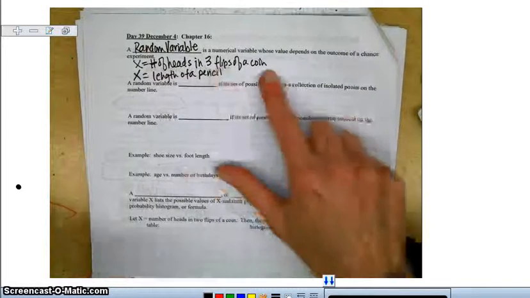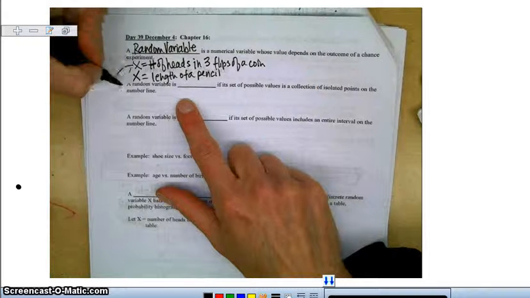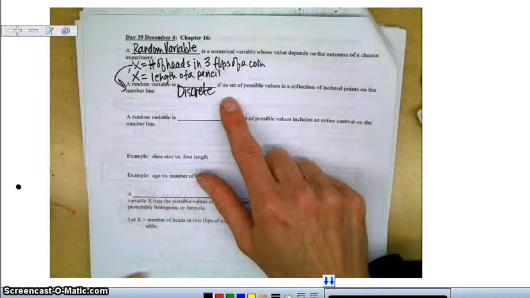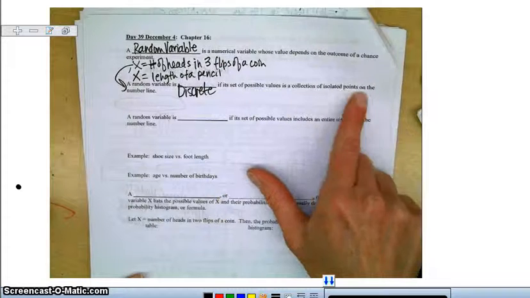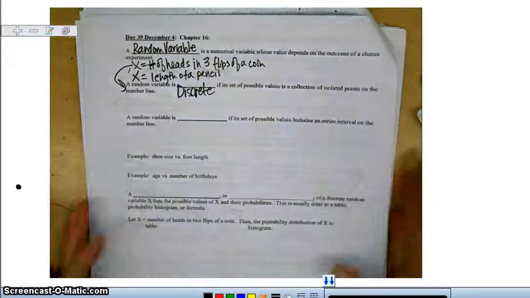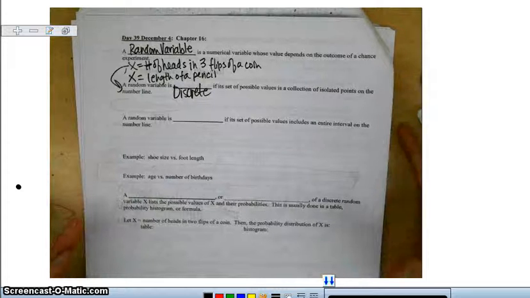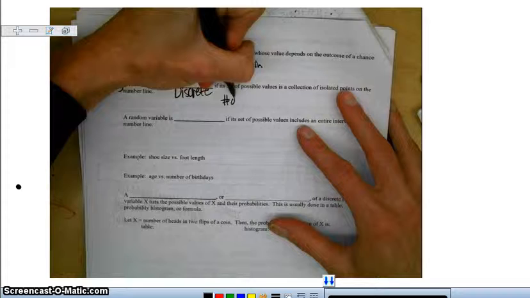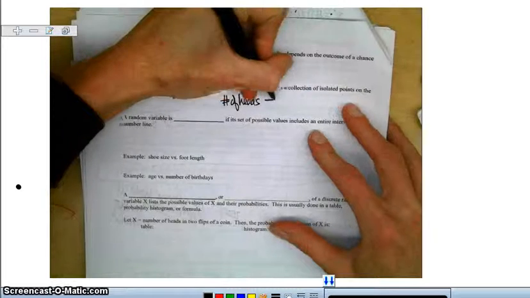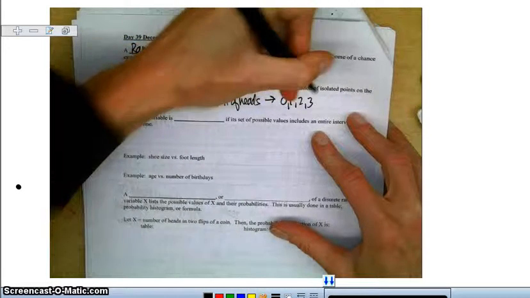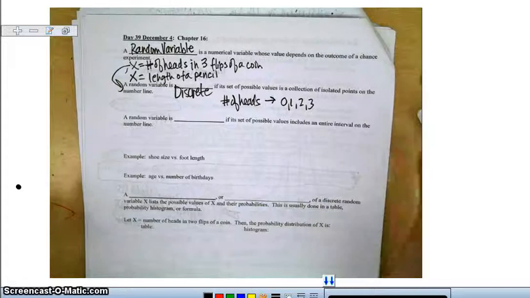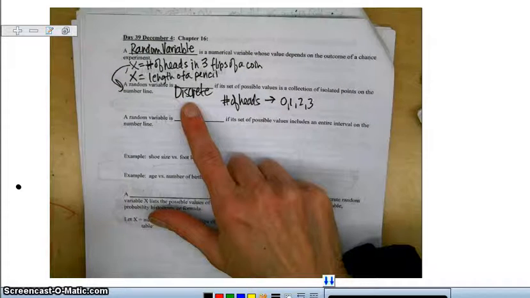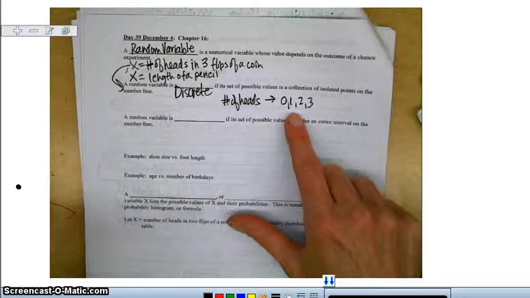The top one is called a discrete random variable if the set of possible values is a collection of isolated points. So when you flip a coin 3 times, the number of heads could be 0, 1, 2, or 3. That's how many heads you could get. You can't get 2.5 if you flip a coin 3 times. A discrete random variable is one where you can get distinct values, okay?